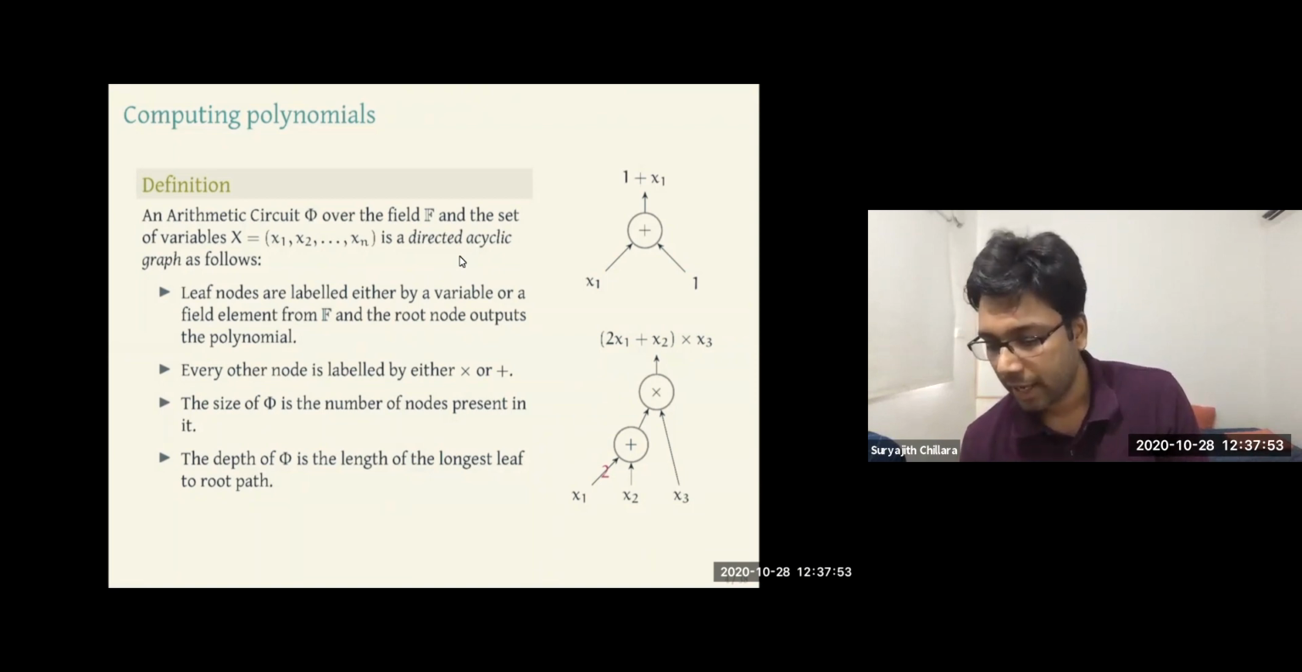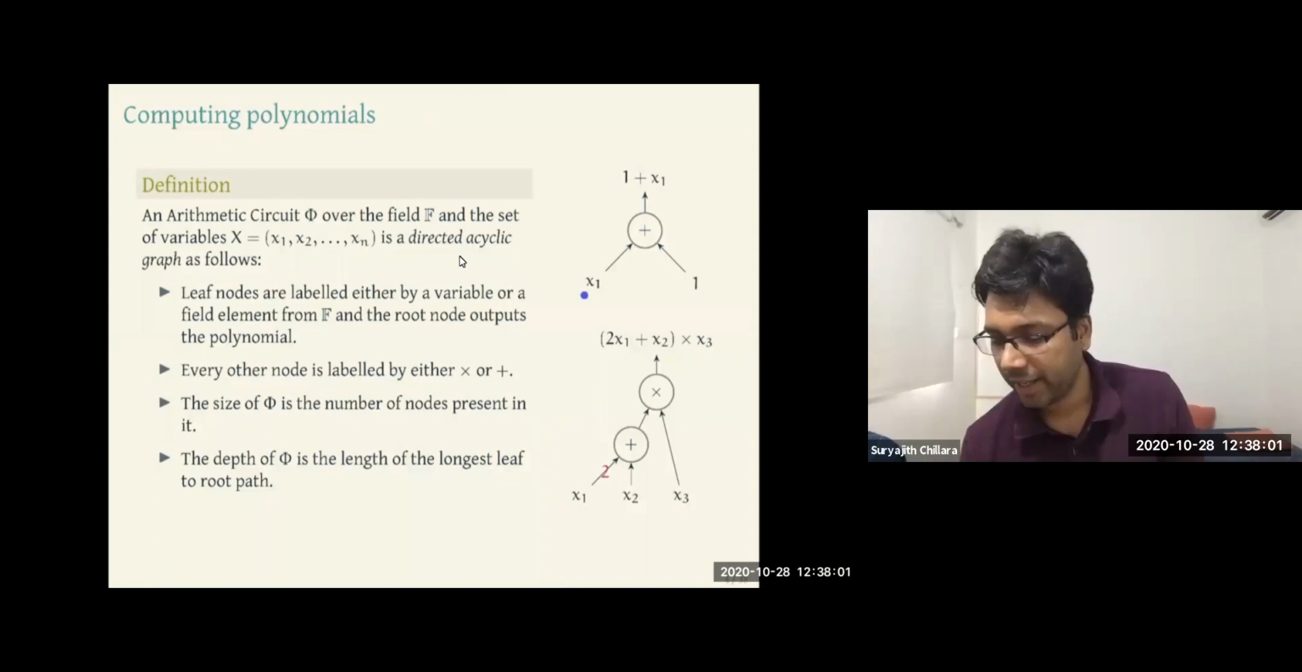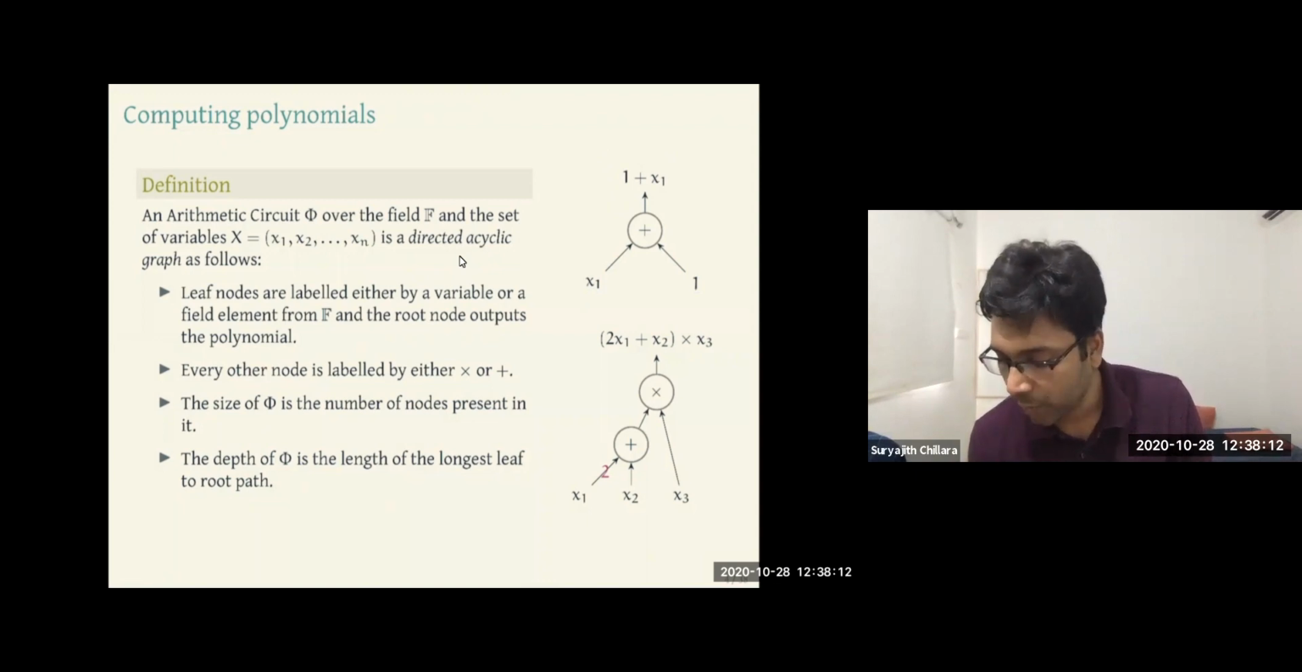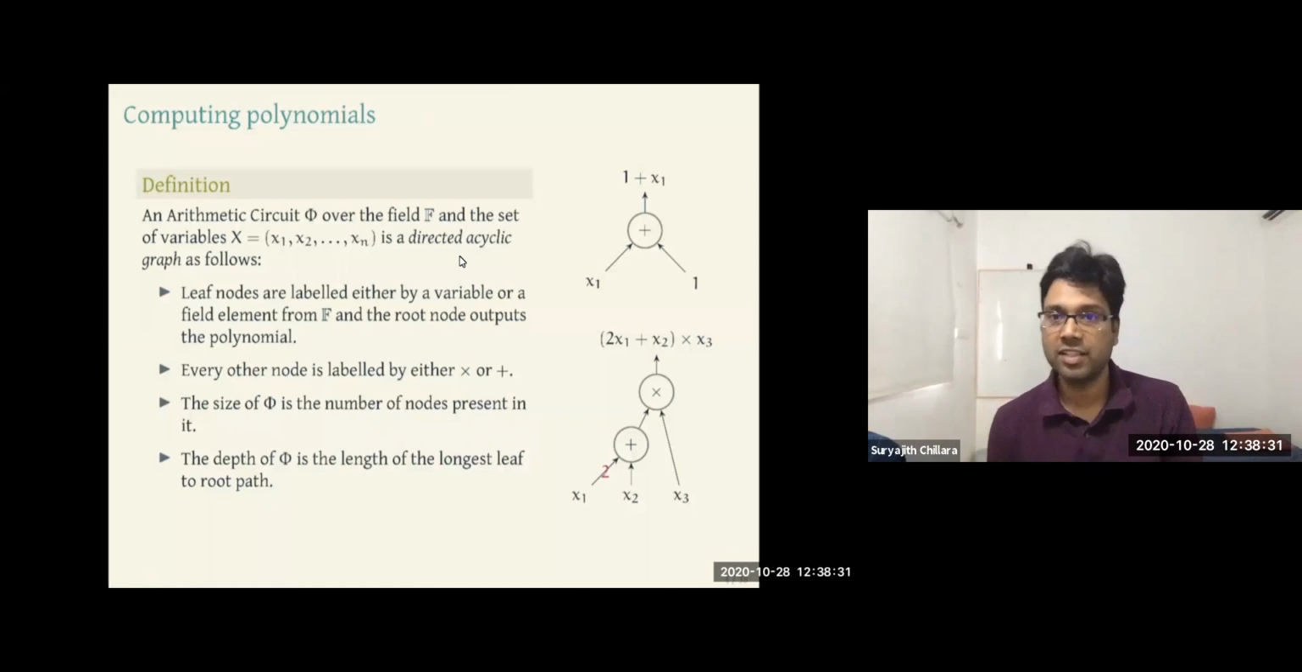For example, here I have an addition node. It takes inputs x1 and 1, and it computes the polynomial 1 plus x1. That means at every node, you're computing a polynomial. Here, this node computes the polynomial 2x1 plus x2, and then it multiplies with x3 and computes the polynomial (2x1 plus x2) times x3. So the complexity in this model is the number of nodes. We call it the size of this circuit, the size of this directed acyclic graph.